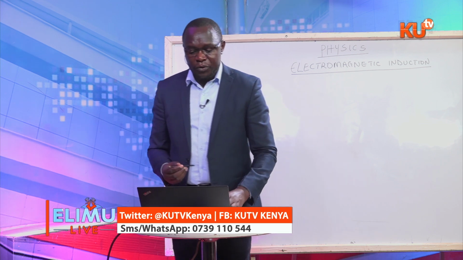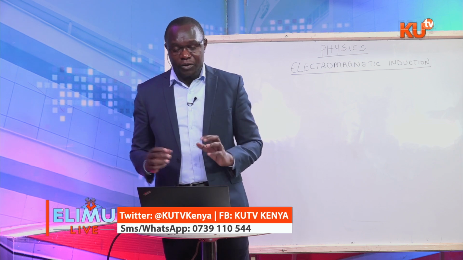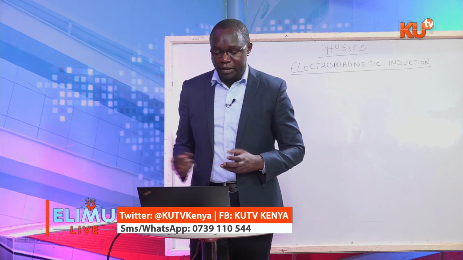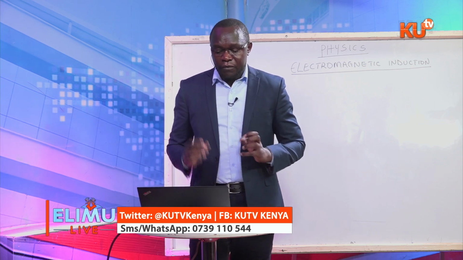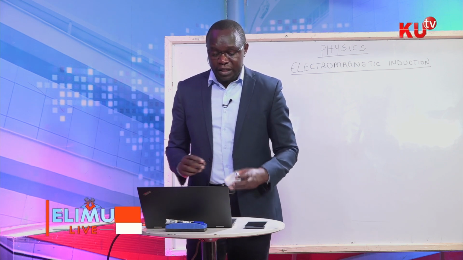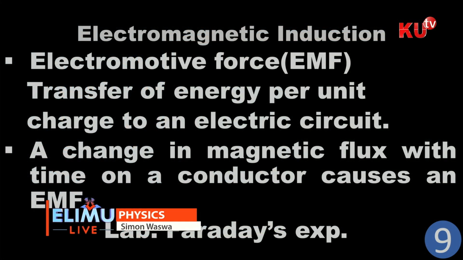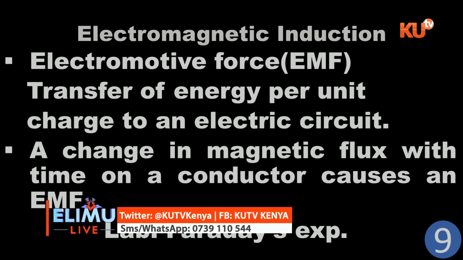And so, to give a simple definition of what electromagnetic induction is, it is good to understand what an EMF is. The transfer of energy per unit charge to an electric circuit is what is called electromotive force. And then, now that we have a bar magnet with the magnetic fields varying from one point to the other, we have the charge displacing. And whenever we have a charge displacing, current is also made to flow.